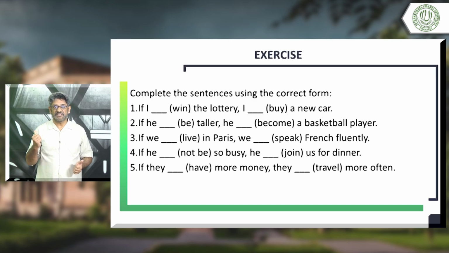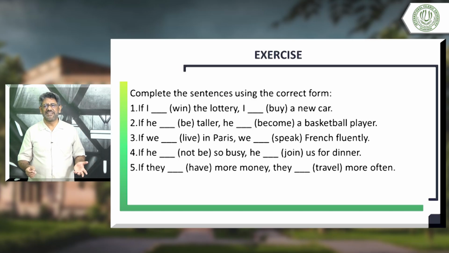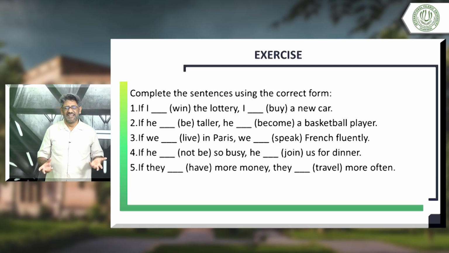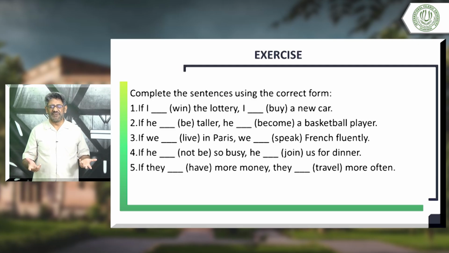Remember last time? Will buy. Here we have would buy. I would buy a new car. So buying a new car depends on the situation. In future, I'm just thinking if I win the lottery. Winning a lottery is not easy. It's unlikely, you know.